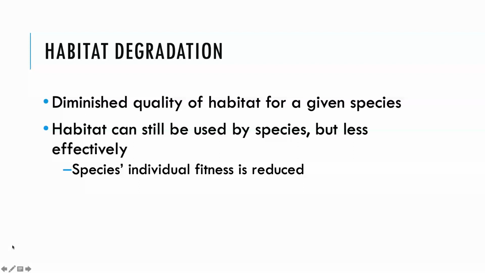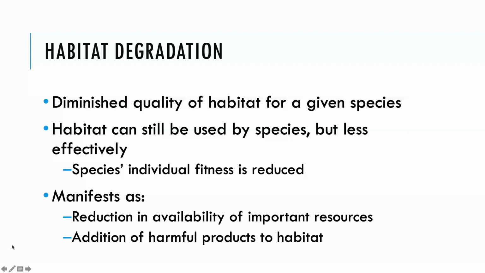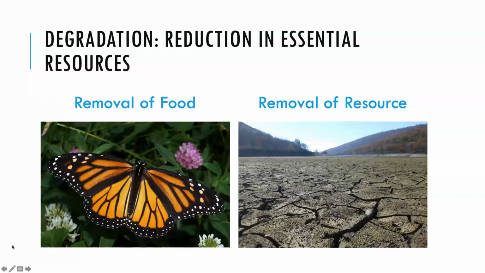And there are two ways in which humans can degrade a habitat. One is reduction in the availability of important resources, and the other one is an addition of a harmful product. So it's not just pollution pumping carbon into the air. It could also be a reduction in something they really, really need. Some examples of that are removal of food resources or other things that they need to survive.